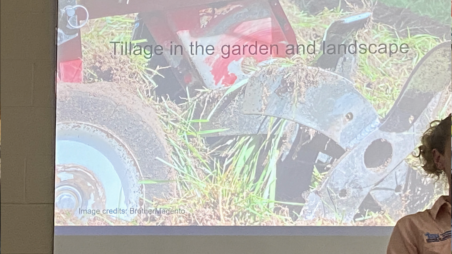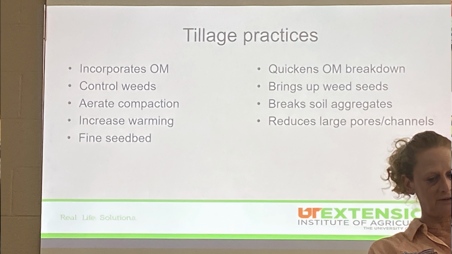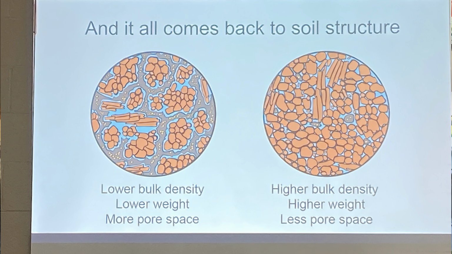Tillage in the garden and landscape. Tillage practices incorporate organic matter, control weeds, aerate compaction, increase warming, make a fine seedbed, quicken organic matter breakdown, bring up weed seeds, break soil aggregates, and reduce large pores and channels. And it comes back to soil structure. On the left, you have lower bulk density, lower weight, more pore spaces, and on the right, higher bulk density, higher weight, less pore space.